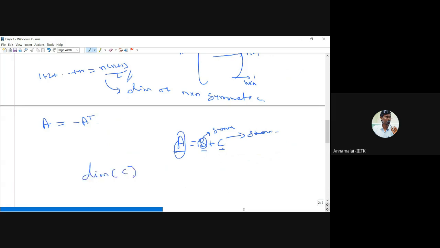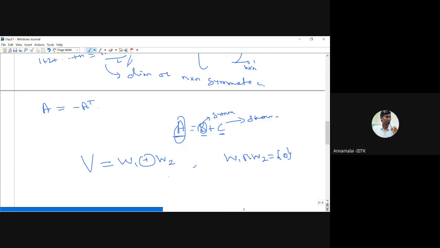C is nothing but the set of all skew symmetric matrices. We call it W2. So W1 is the set of all symmetric matrices. Maybe I can write that format. So V, the set of all n by n matrices, can be written as a direct sum of the set of all symmetric matrices, W1, direct sum, the set of all skew symmetric matrices, W2. So what is the meaning of this direct sum? It is nothing but that W1 intersection W2 contains only the 0 element, and every element of V can be expressed as a sum of one element from W1 and another element from W2. So that is the meaning of direct sum.